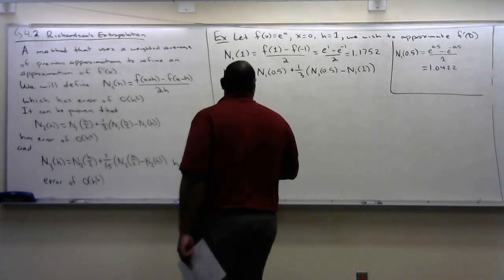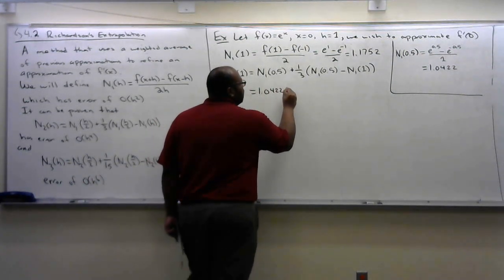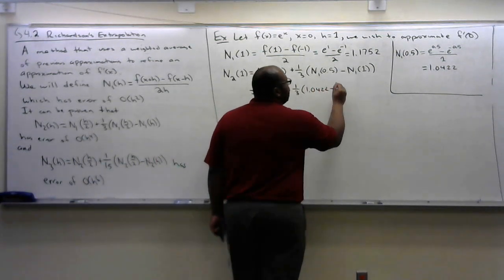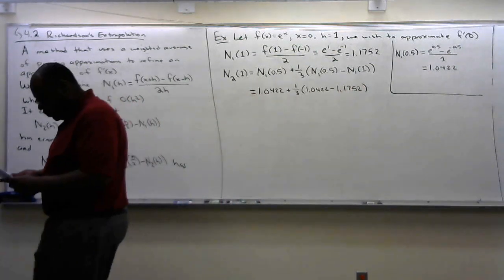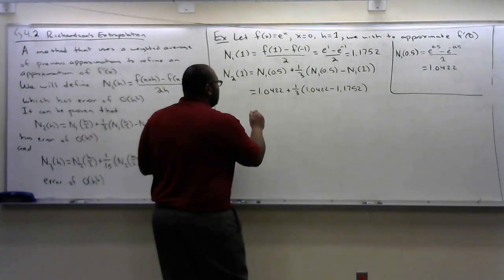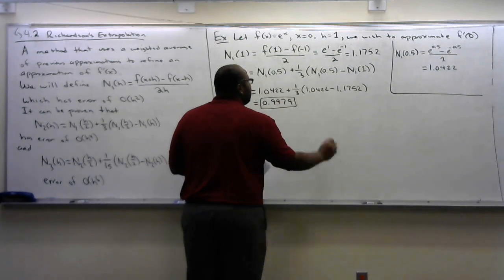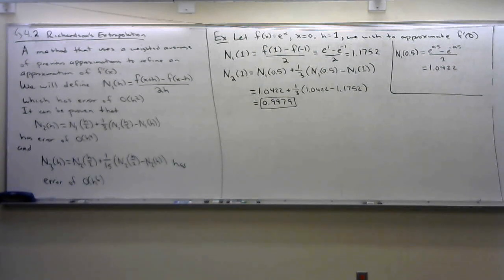So let me plug in and see what I get. I get 1.0422 plus 1/3 times (1.0422 minus 1.1752). And when I work this out, using 4 decimal places, I get 0.9979. That's a better approximation for sure than what I had before, right? Using this weighted average. I'm like, okay, that's pretty neat.